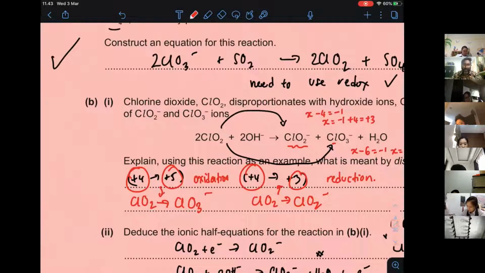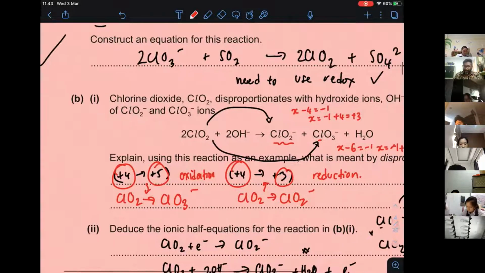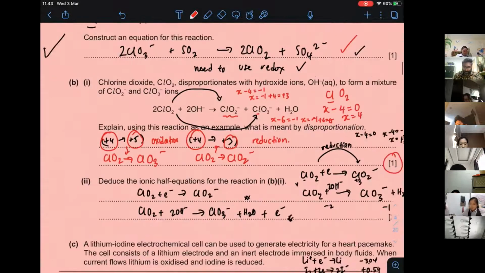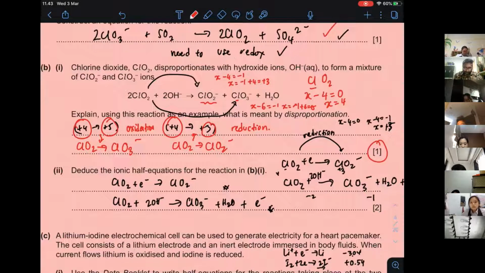So make sure you include all this information to get that 1 mark. Okay, you need to calculate. If you don't calculate, forget it. You are not going to get the 1 mark. Okay, deduce the ionic half equations for the reaction in B1.